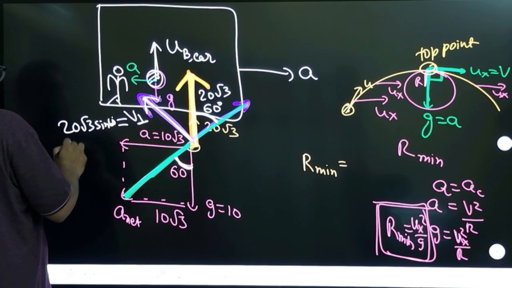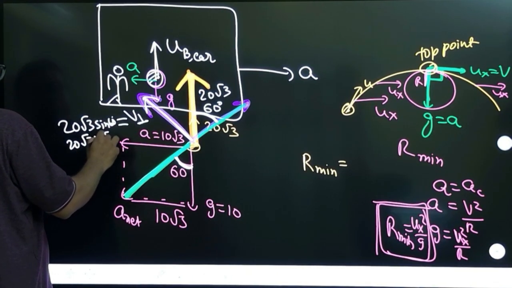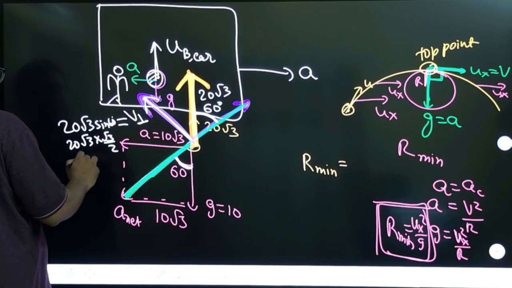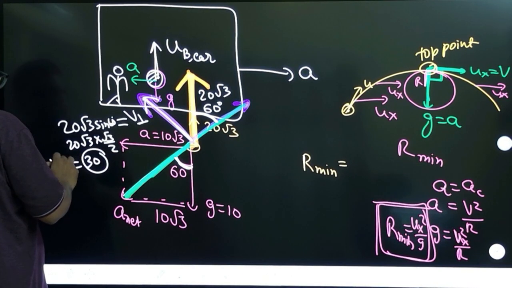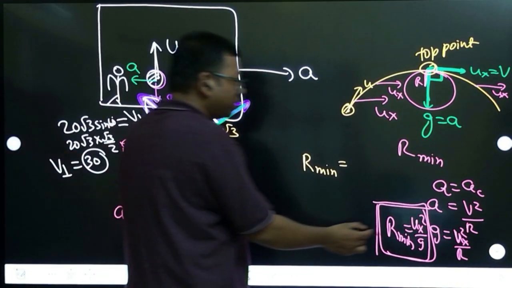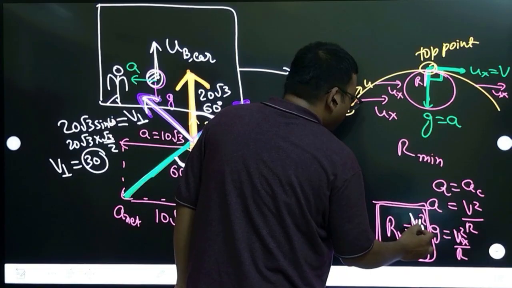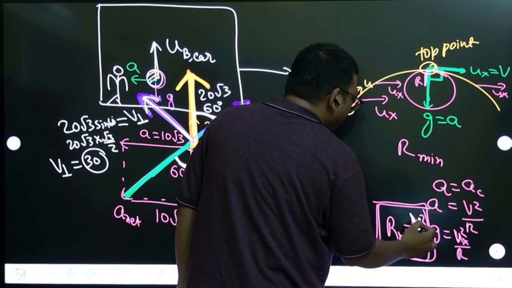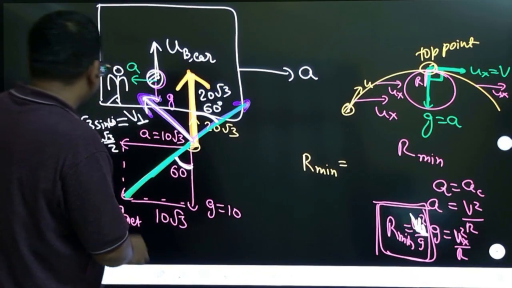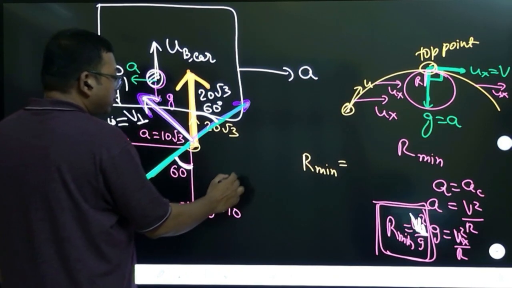So how much will it be? 20 root 3 into root 3 by 2, so that will come as 30. This is v perpendicular. Remember, ux means v perpendicular, the velocity which is perpendicular to acceleration. So we got this, then use that formula.